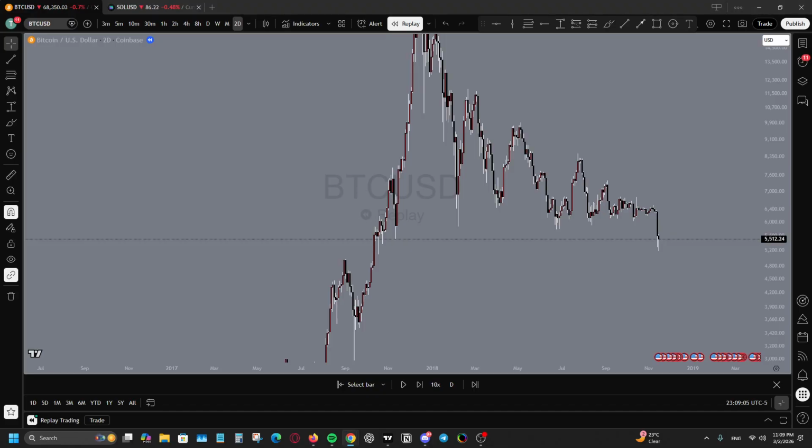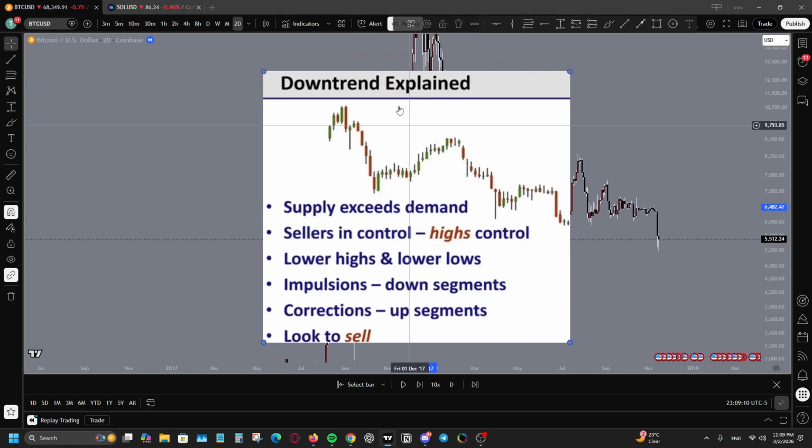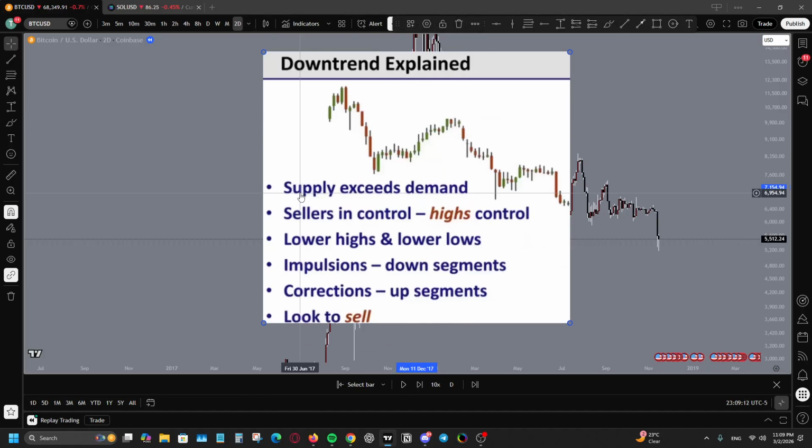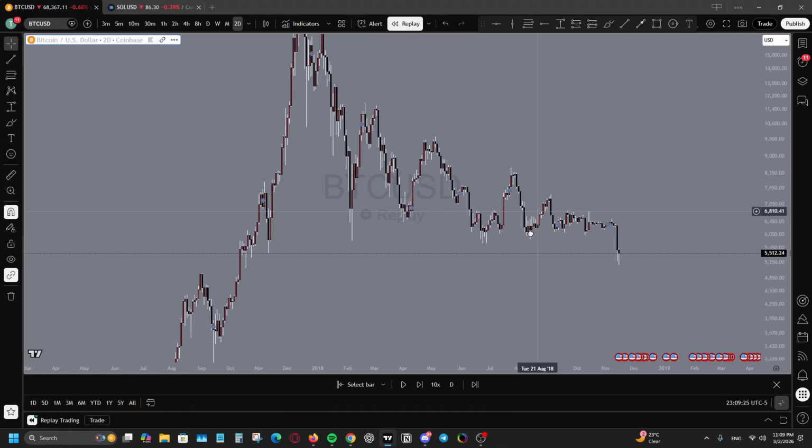All right. What is a downtrend? A downtrend is when supply exceeds demand. Sellers are in control. All right, highs are in control. Lower highs and lower lows. Impulses are the down segments, corrections are the up segments, and you want to look to sell. What do we have here?